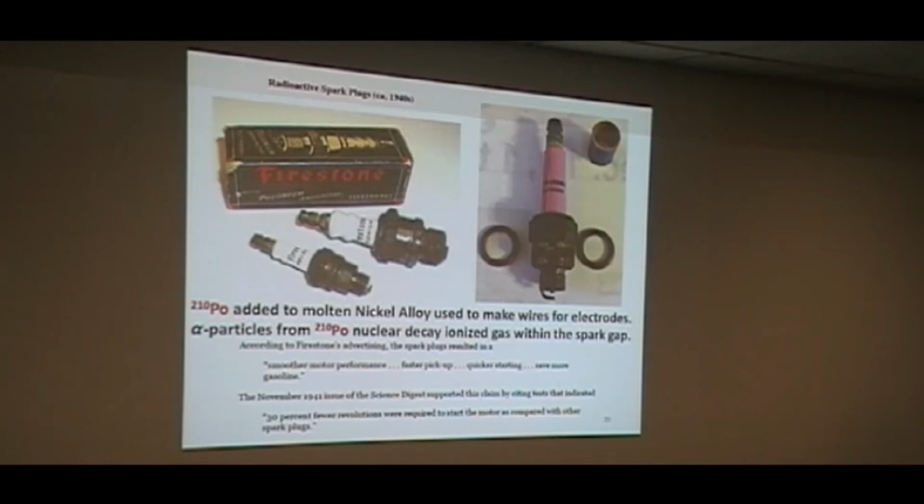Remember I talked about the initiator for the nuclear weapons? You could buy from Firestone a polonium-210 doped alloy that would ionize the air in a car engine before it fired, to give you a better burn. That's what it was done for, in the spark gap. When it sparked here, according to the ad, 30% fewer revolutions were required to start the motor, making it easier to start your car. They don't sell those anymore, but they did sell them for more than a decade.